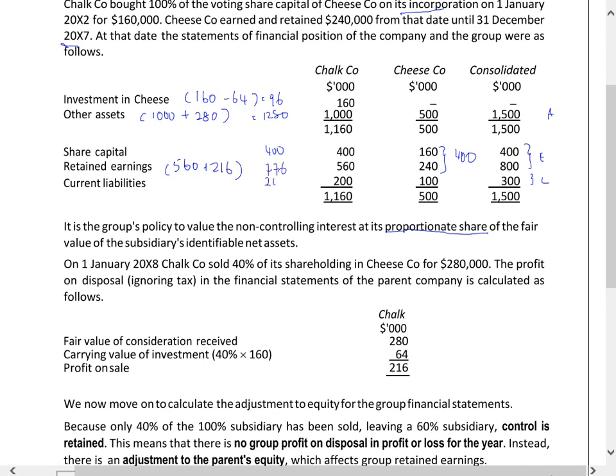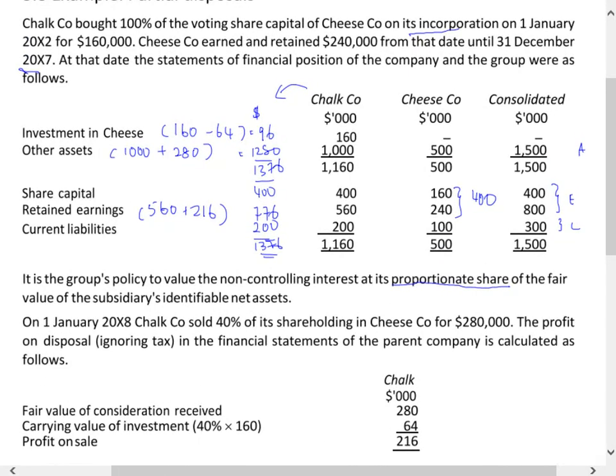Parent book, I think 160. So individually. Current liability, no effect. What is the total here? 1376. After disposal. Correct?